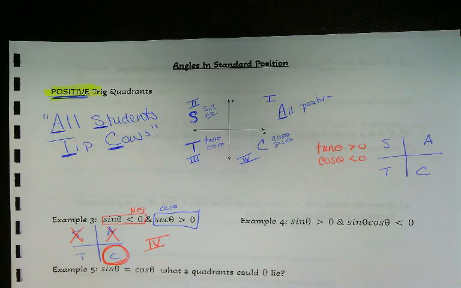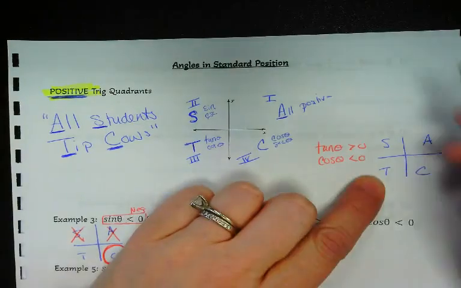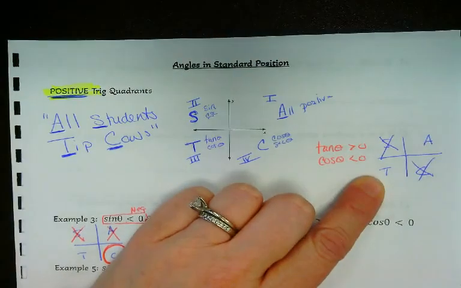Okay, if tangent is what type of number? Greater, so it's a positive. Where do I have to be sitting if tangent's positive? Where would I be? I could be in All or Tan. So these two are out.